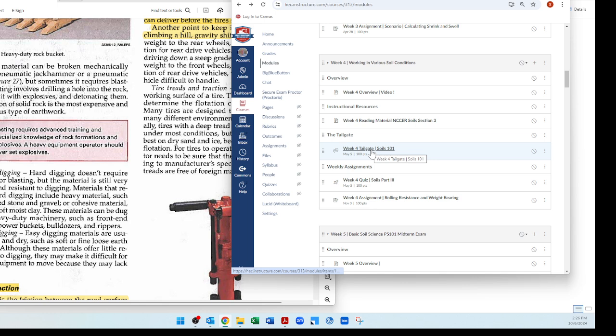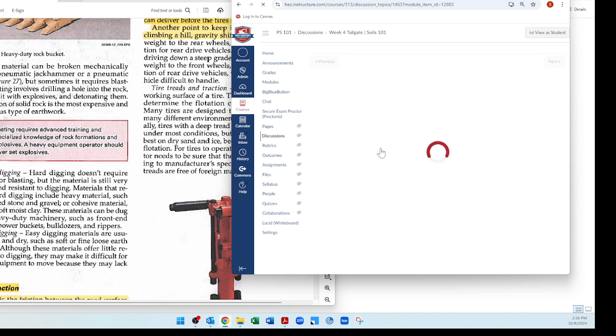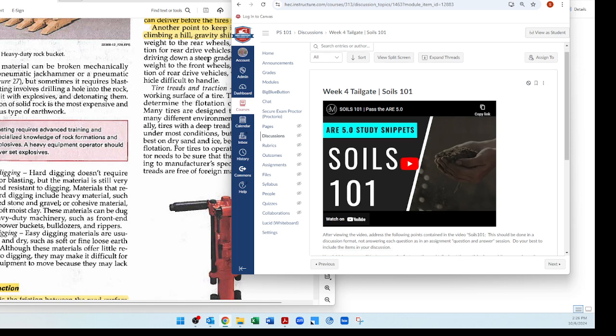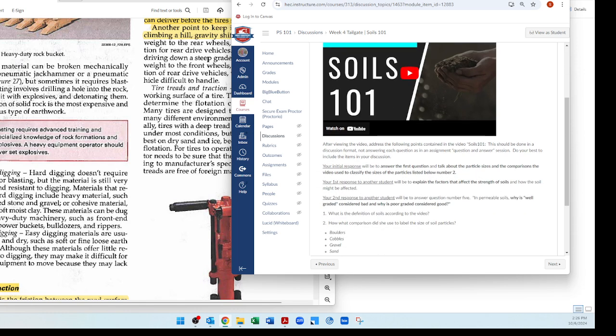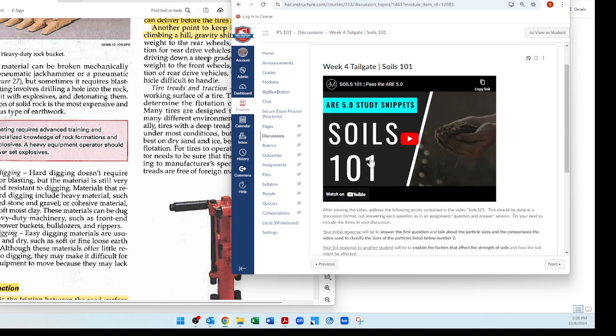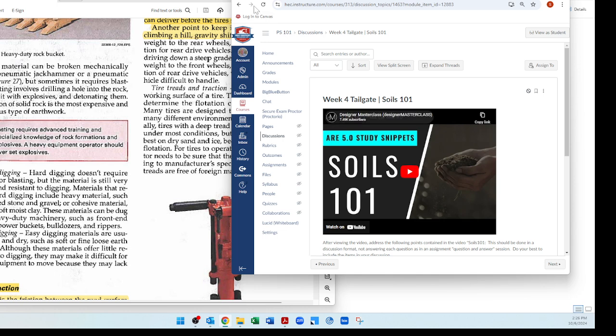There is a tailgate in here that I think is well put together. If it's the tailgate, I think it is. I like this video, and then it's going to ask you to talk about some specific things in here. Really do like this video. It's good on sizes of particles and things like that. So I'm glad that's there.